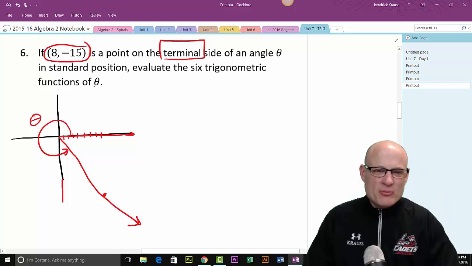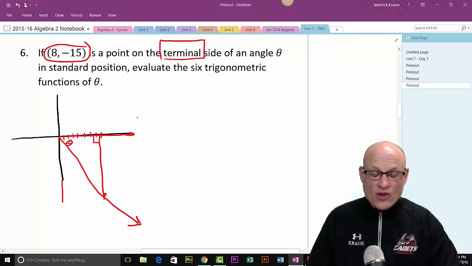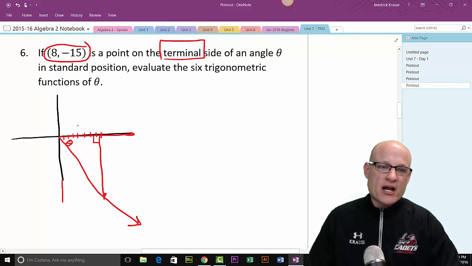But that's not really going to help me out. I don't really want to use that one. I want to use the reference angle. So I'm going to call theta this, and I want to make a right triangle with it. I'm going to use that point, 8, negative 15, and make a right triangle with the x-axis. Always with the x-axis. And I remember that this was 8 and this was 15.